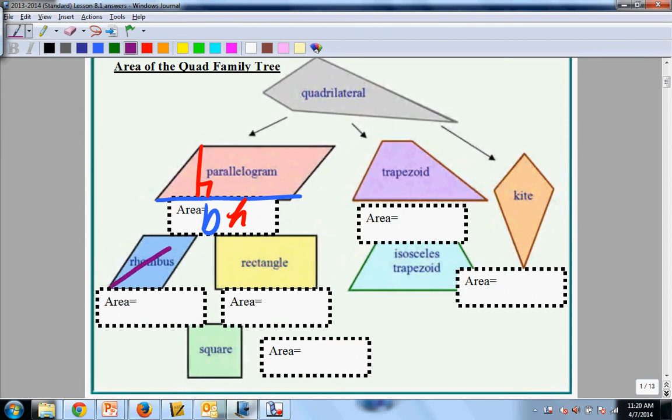Okay, a rhombus and a kite, can you draw on the diagonals, please? Because a rhombus and a kite actually have the same equation, and that's because they have a right angle in the middle. Y'all ready?